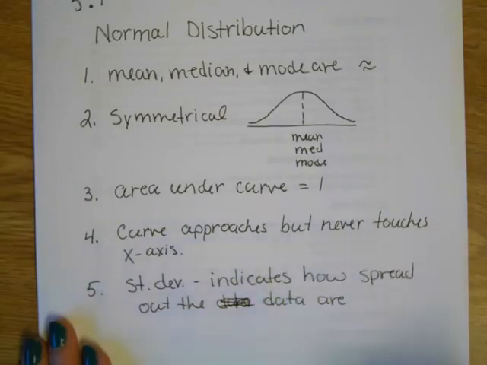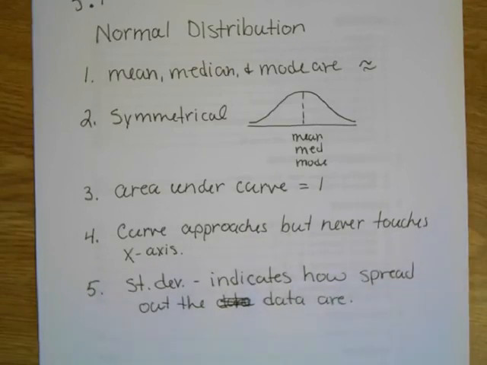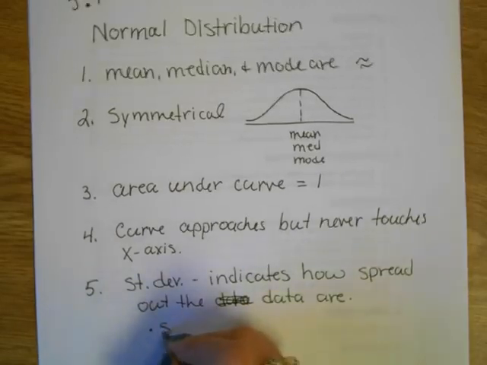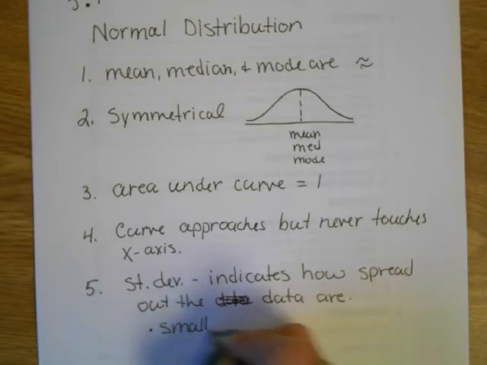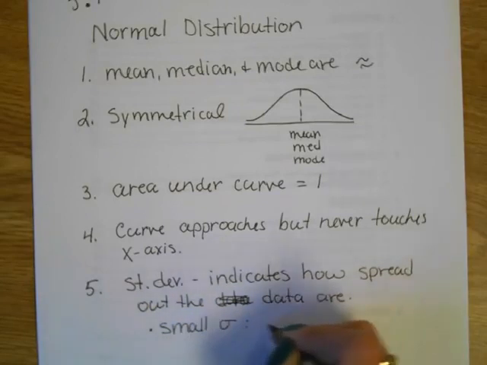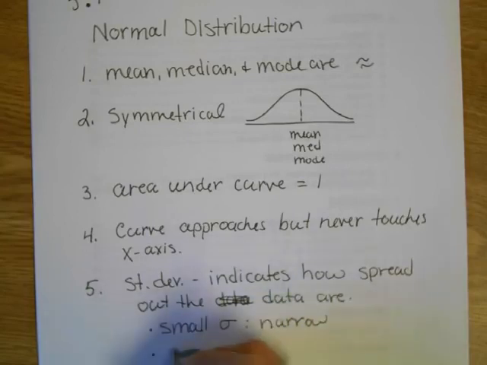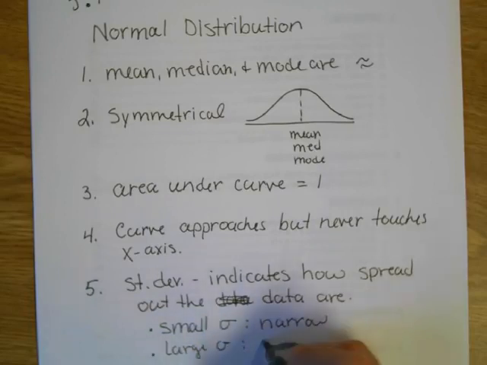Spread out the data are, or values? It doesn't matter, values, data, same thing. So if you have a small standard deviation, everything's packed together, the graph is going to be really narrow. So a small standard deviation is going to give you a narrow graph. If you have a large standard deviation, it means they're way spread out, the graph is going to be really wide.